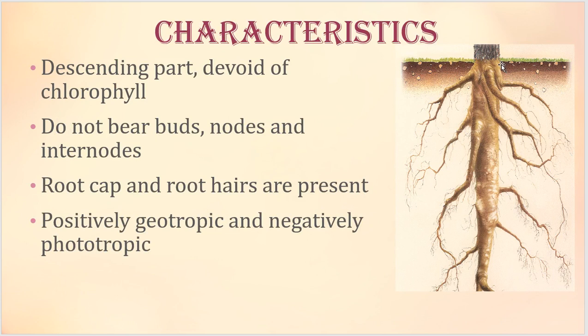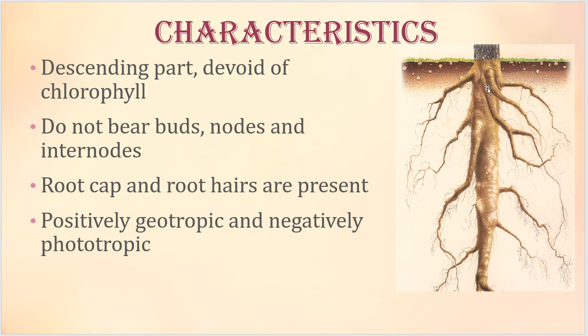So generally, a root is the descending part of the plant, which grows towards the soil and penetrates into the earth. It is completely devoid of chlorophyll. Basically, a typical root is completely devoid of chlorophyll. We will learn exceptions later. That's why I'm stressing that typically it's devoid of chlorophyll.